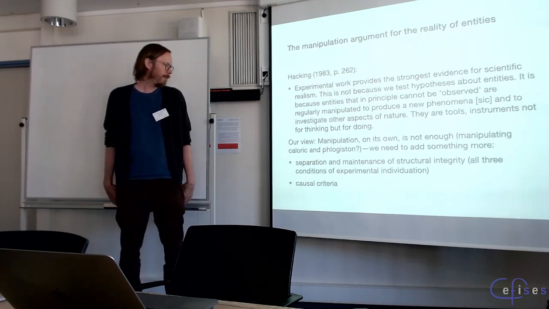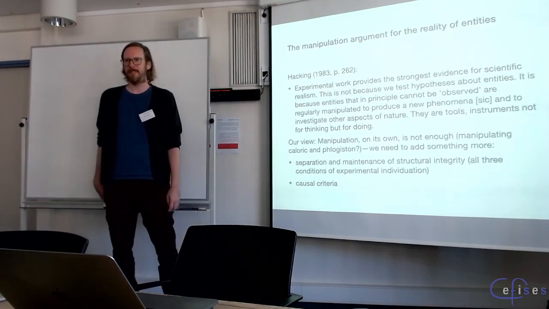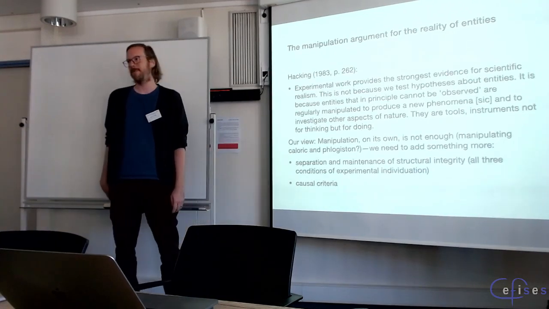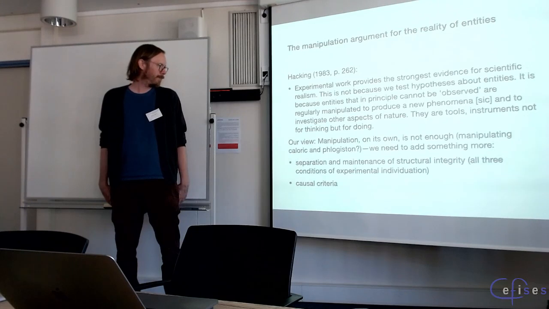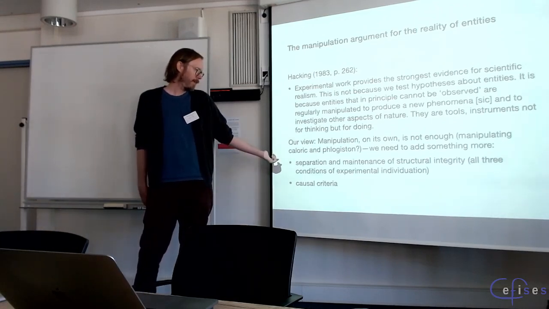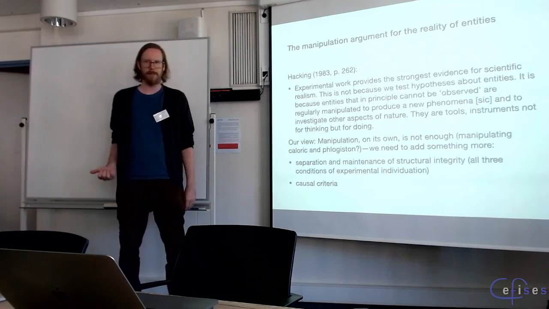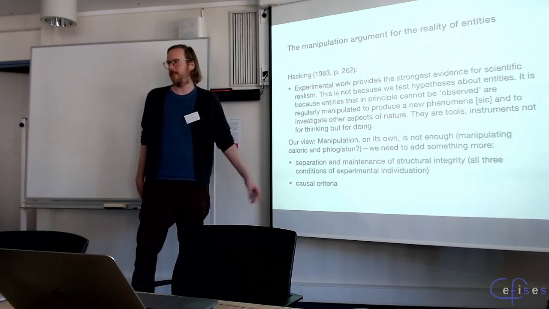So Hasok Chang has talked about experimental work in late 18th, early 19th century chemistry and physics, where it's arguable that you're manipulating caloric or manipulating phlogiston. So in order to rule out those kinds of cases, we'd like to add something more than manipulation. Manipulation is one condition of experimental individuation, but if you add maintenance of structural unity and separation, I think you can get rid of these potential counterexamples. And then we've also added the causal criteria that we introduced earlier.